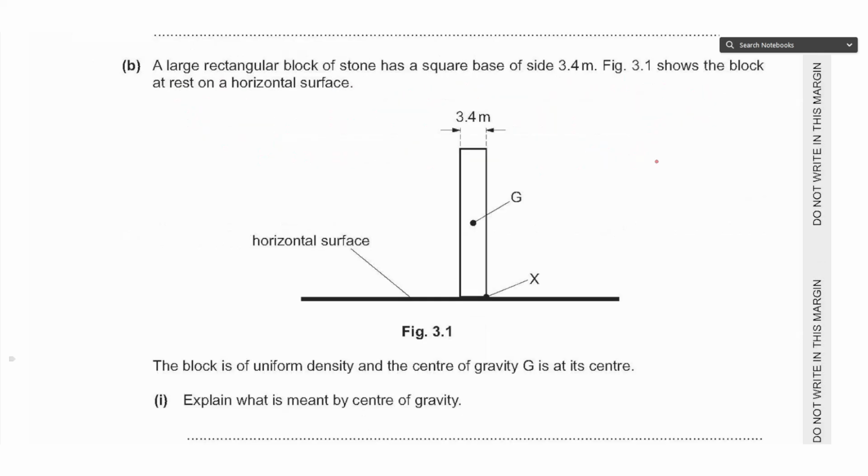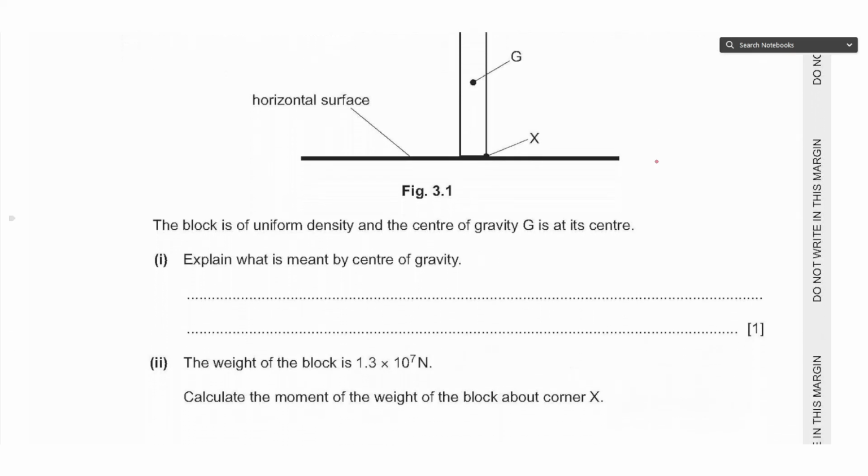Part B says a large rectangular block of stone has a square base of side 3.4 meters. Figure 3.1 shows the block at rest on a horizontal surface. The block is of uniform density, which means that the center of gravity is at the geometric center of the shape, and the center of gravity G is at its center. Explain what is meant by center of gravity. It is a point where the weight is assumed to act, or the point where the mass is assumed to be concentrated at.